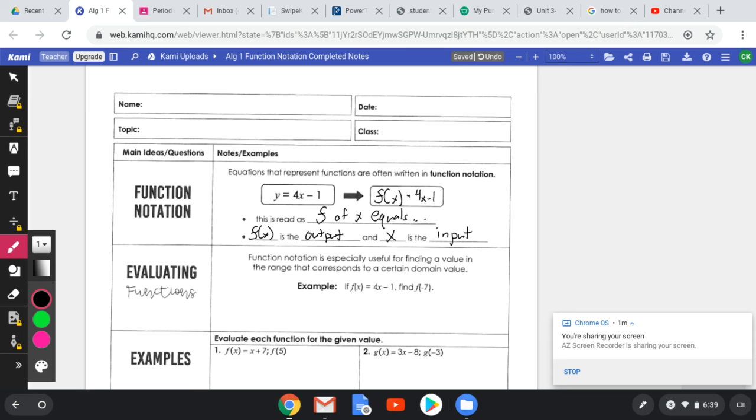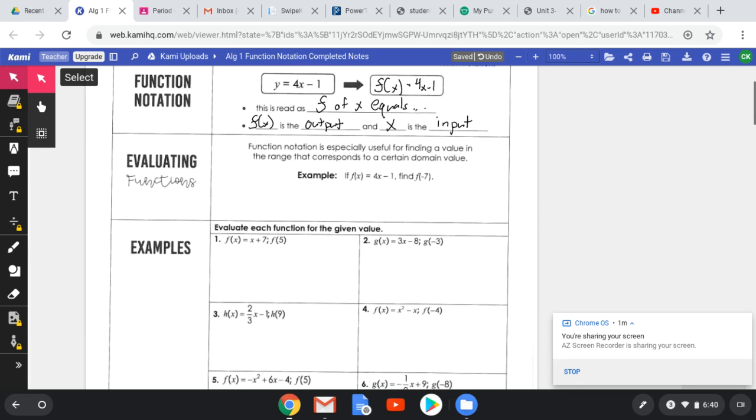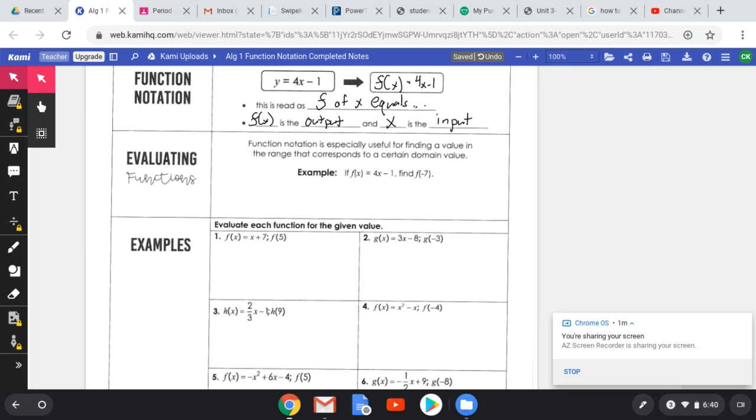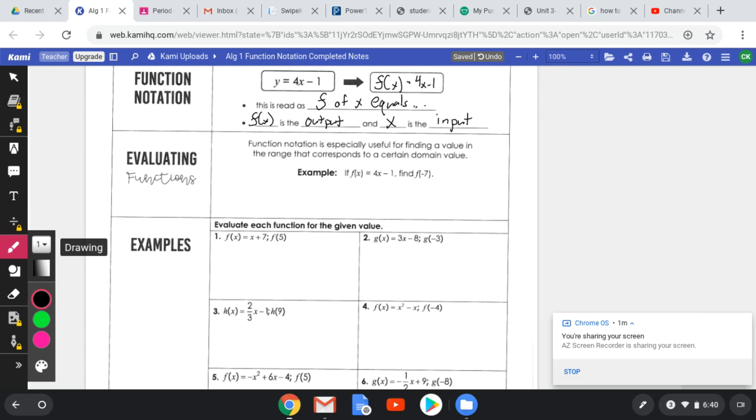So why is function notation useful? Well, it is especially useful for finding a value in the range that corresponds to a certain domain value. So if I look at this, it says f of x is equal to 4x minus 1, just like the previous problem, and it says find f of negative 7.